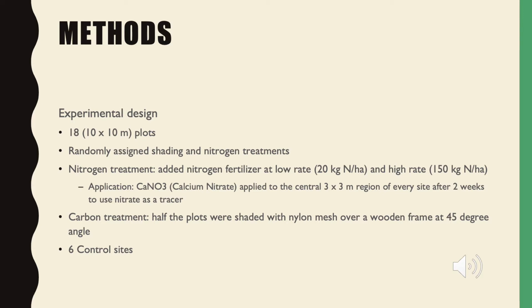The experimental design consisted of 18 different 10 by 10 meter plots assigned different shading and nitrogen treatments. Nitrogen treatments consisted of adding a nitrate tracer, which was a nitrogen-based fertilizer, at a low rate and a high rate. The low rate was 20 kilograms of nitrogen per hectare, and the high rate was 150 kilograms of nitrogen per hectare. And then each was compared to unfertilized control plots. The shaded treatments were done to emulate reduced carbon intake, so half the plots were shaded with a nylon mesh.